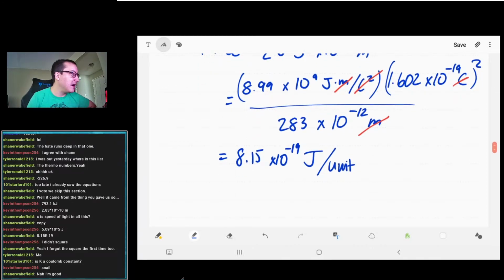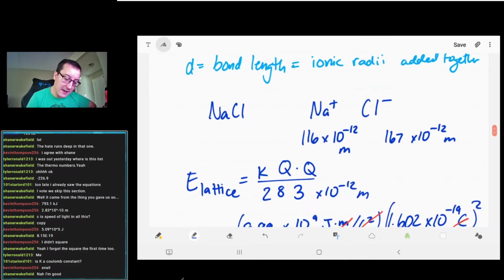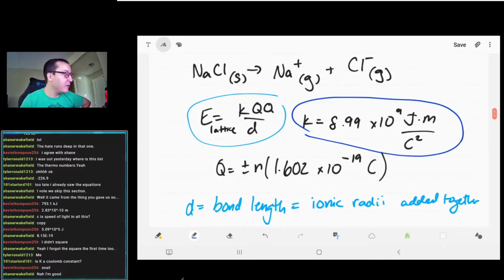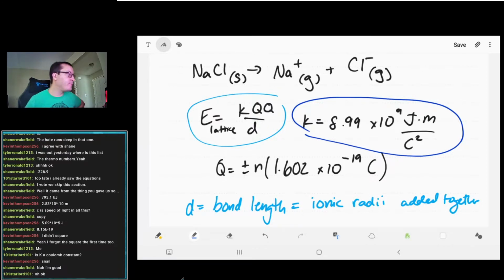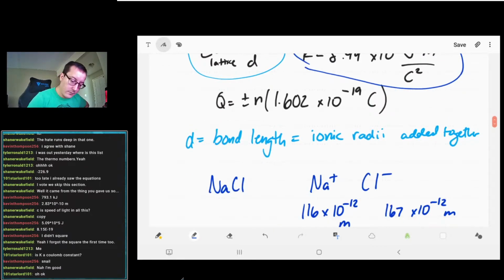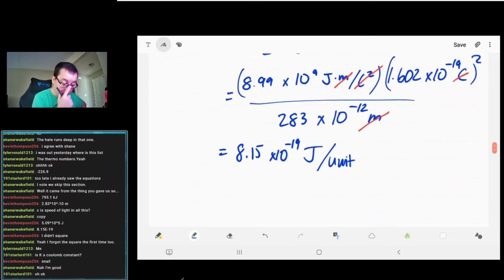K is not the Coulombic constant. K is, I don't even know what this stands for. It's some kappa. It's relating lattice energy to charge and distance. So it is a specific constant for this type of problem. The Coulomb constant is Q. Capital Q, that is. I know you guys are sick of Qs.